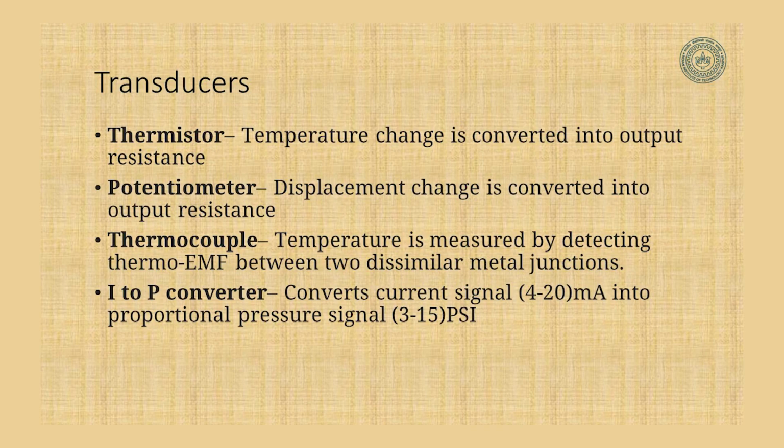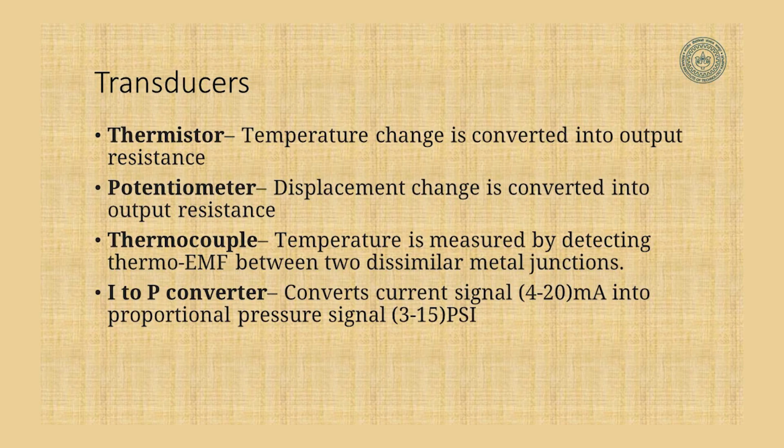So, let us talk about some of the types of transducers. So, thermistor is a common type of transducer. So, here the temperature change is converted into output resistance. Okay. In a potentiometer, the displacement is converted into an output resistance. In a thermocouple, the temperature is measured by detecting the thermo-electromotive force between two dissimilar metal junctions.